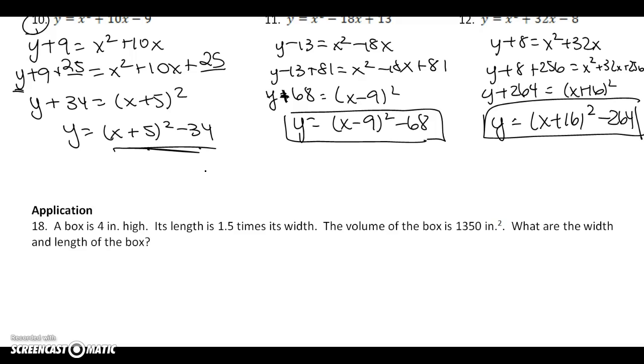All right, the last thing that we're going to do today is an application problem. So we have a box, it's 4 inches high, the length is 1.5 times its width, and the volume is 1,350 inches cubed, actually. What are the length and width of the box? So if we draw a box, we're going to label it with the givens.